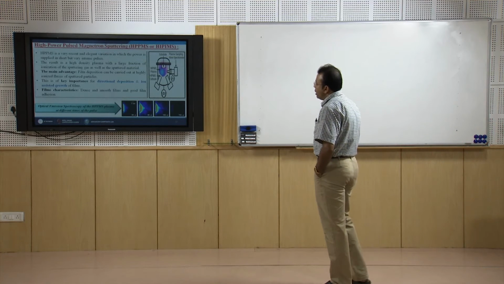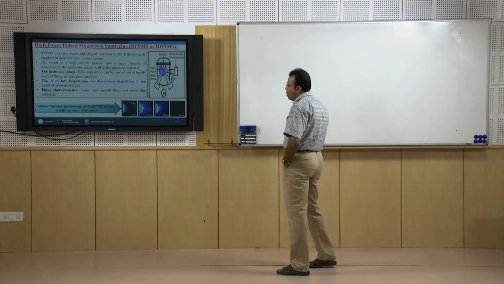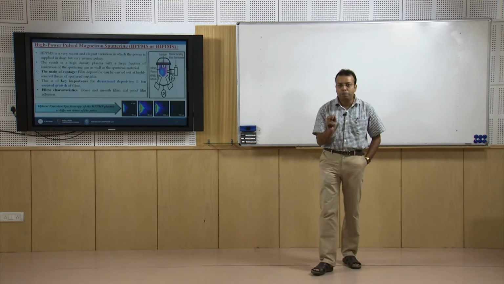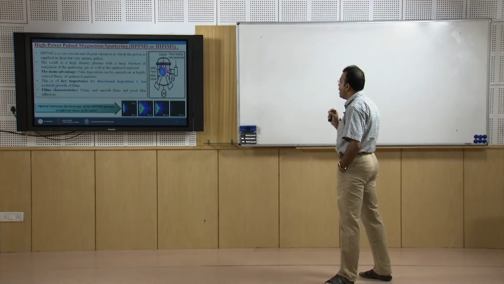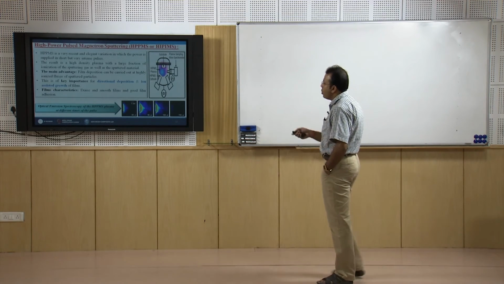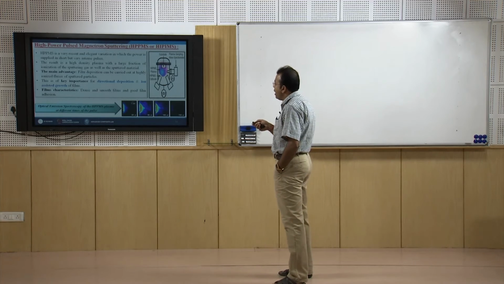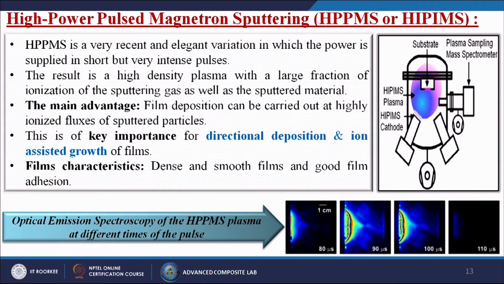Next is called high power pulsed magnetron sputtering, or in short form we call it HPPMS, or maybe HiPIMS. HPPMS is a very recent and elegant variation in which the power is supplied in short but very intense pulses. The result is a high density plasma with a large fraction of ionization of the sputtering gas as well as the sputtered material. The main advantage: film deposition can be carried out at highly ionized fluxes of sputtered particles. This is of key importance for directional deposition and ion assisted growth of films.